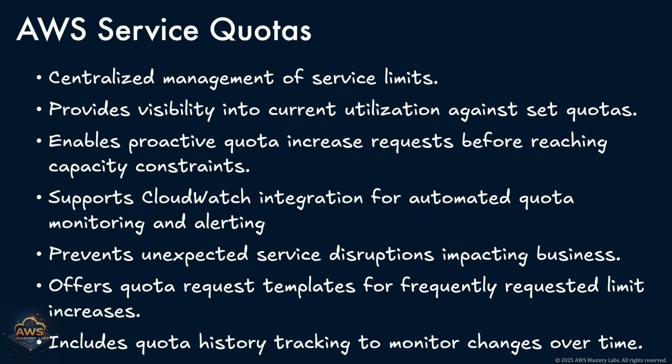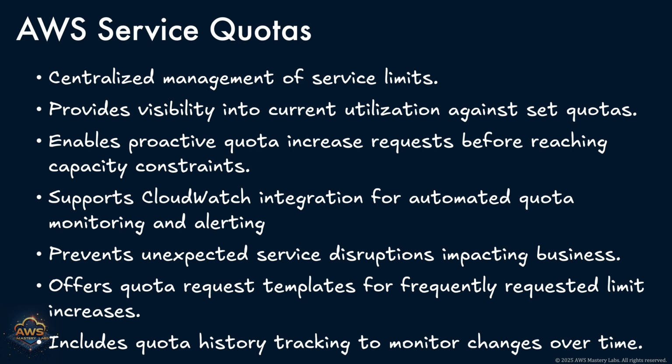As you scale your workloads in AWS, one important yet often overlooked aspect of cloud management is service quotas. These are the soft limits AWS places on the number of resources you can use, like the number of EC2 instances per region, or the number of Lambda executions per second. While these limits are designed to help manage infrastructure at scale, running into them unexpectedly can cause disruptions to your applications or business operations. That's where AWS Service Quotas comes in.